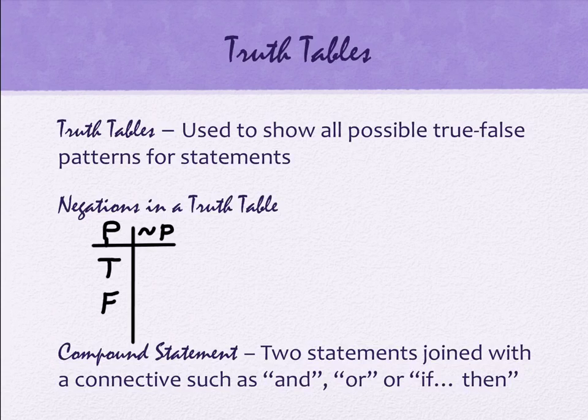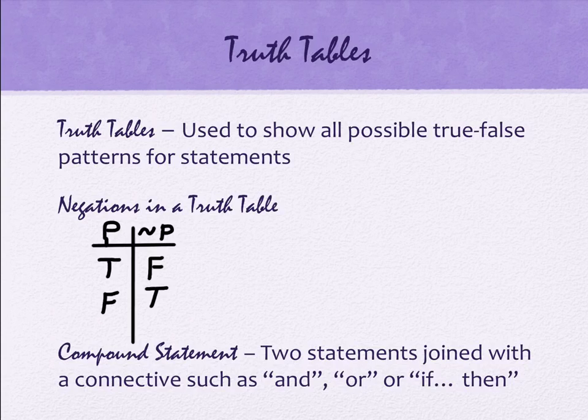That was the definition. If a statement is true, what's its negation? False. And if a statement is false, what's its negation? True. So anytime you're working with a truth table and you're creating these columns, a negation column is very easy to do. It just takes everything from the original column and it reverses it. True to false, false to true. Okay, so far so good?